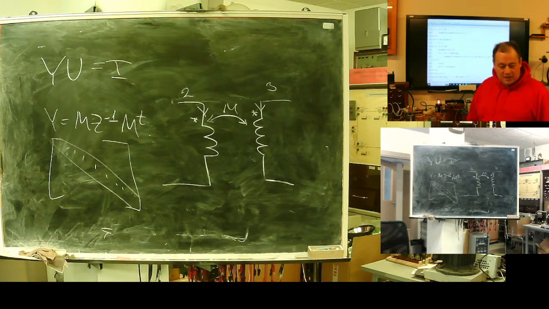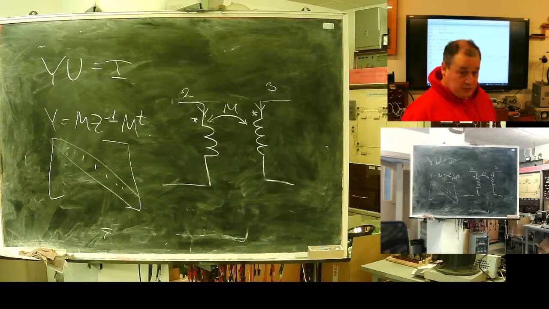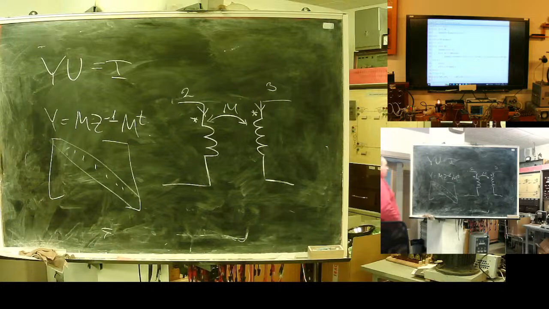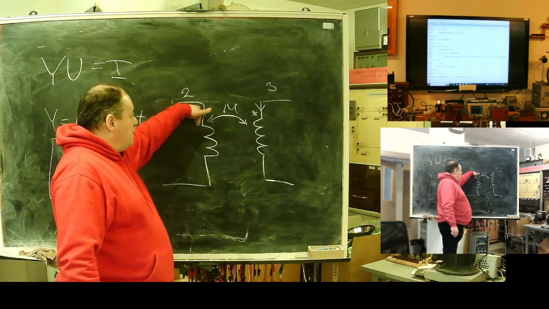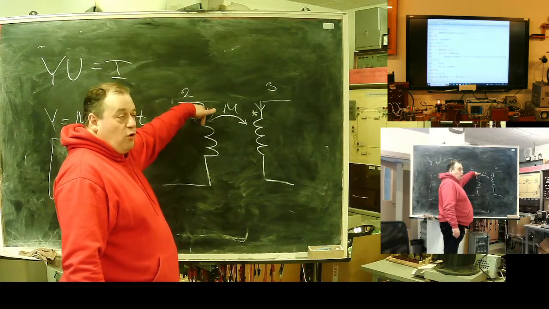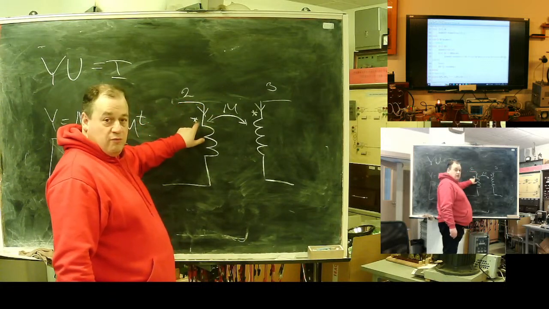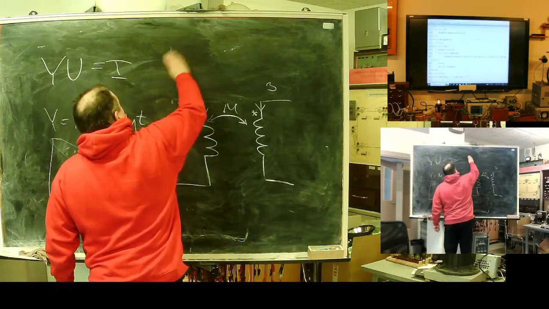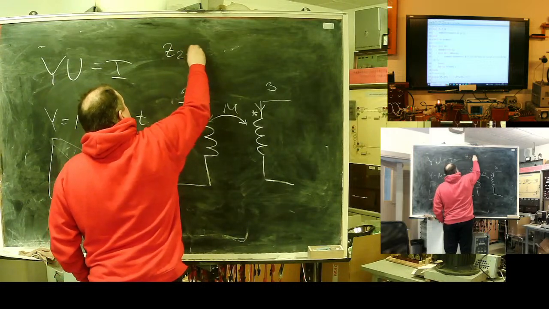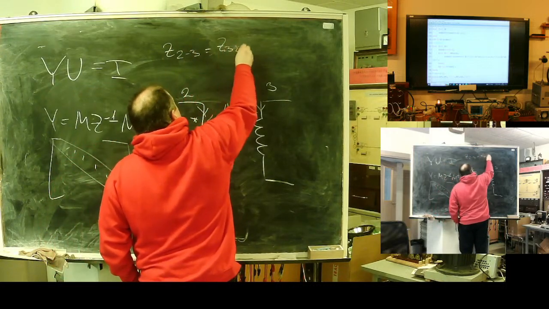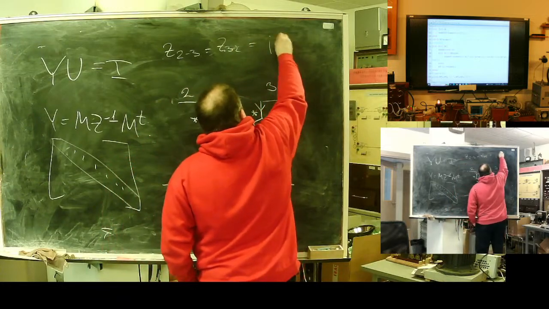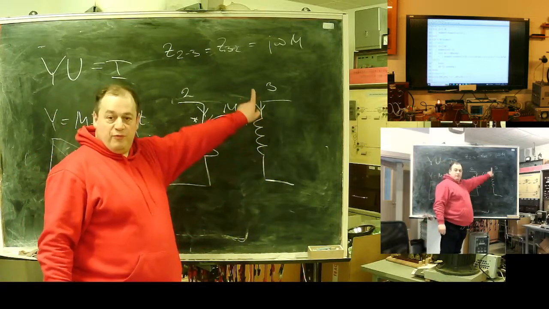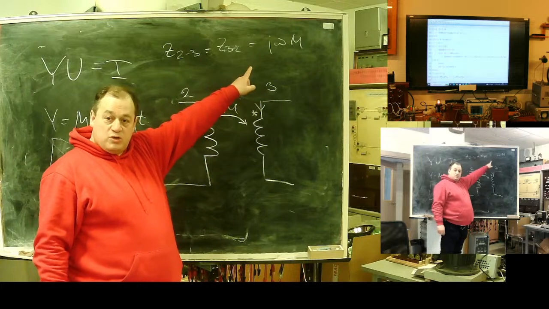I need to select a branch direction. So if you have both branches where the current inflows into winding 1, this will be positive. For this case, Z23 equals Z32 and equals omega M. If one will flow in the opposite direction, both will be negative.